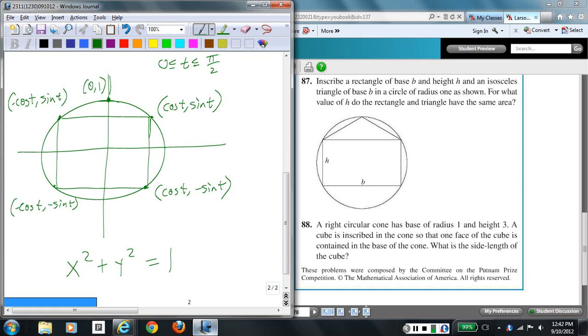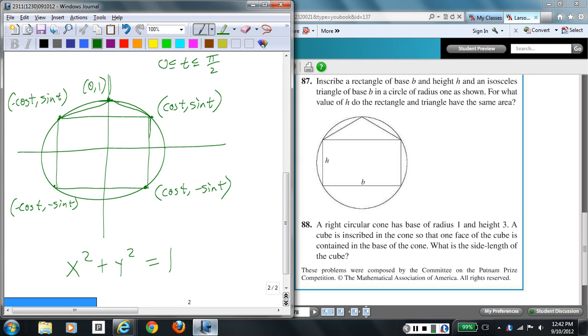Now, what GeoGebra will do, it will graph this polygon, and it will keep track of the lengths of all 4 sides as well as the area of the enclosed region. And we don't have to define the area formula. I'll also have it graph this triangle, because looking at the problem, for what value of h and b do the rectangle and triangle have the same area? Well, the way this picture is drawn, it looks like the rectangle has way more area than the triangle.